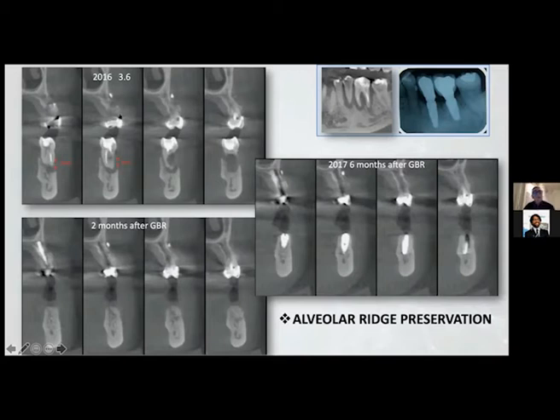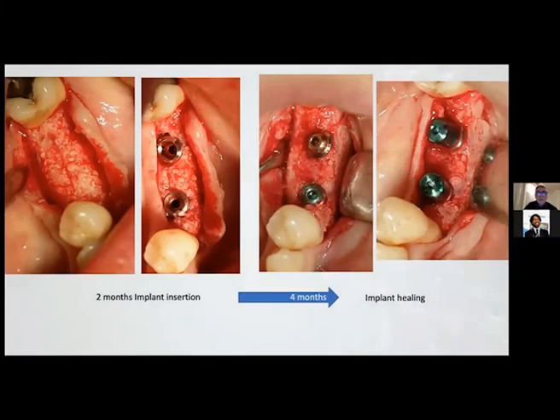So it's possible to compare exactly the same section of the CBCT, and this is after only 2 months. After 2 months, it's possible to observe a high quantity of new bone, and after 6 months, we have an implant inserted inside. This is what happened after 2 months.